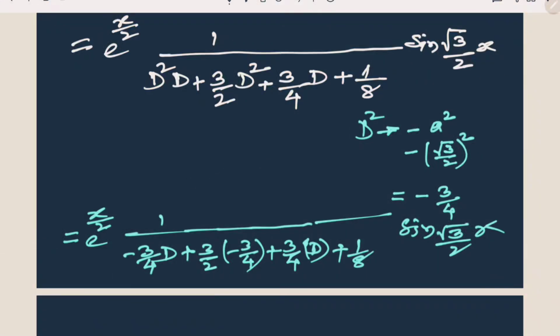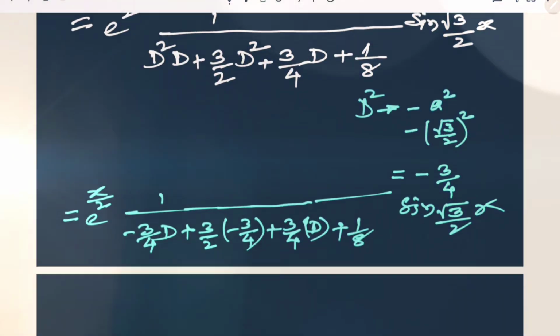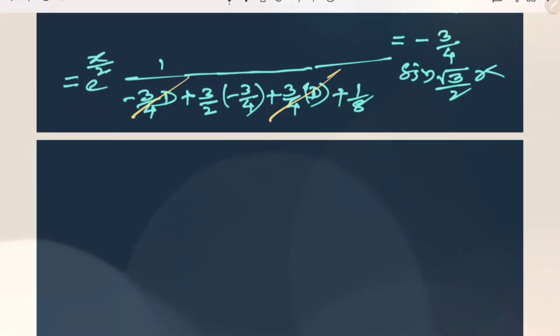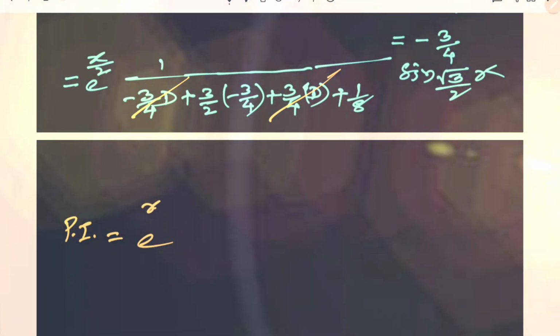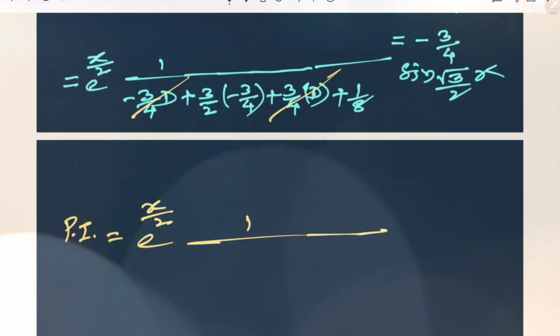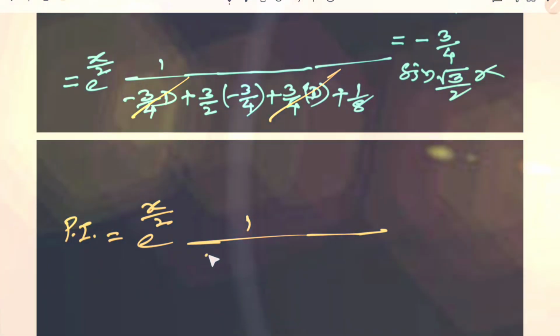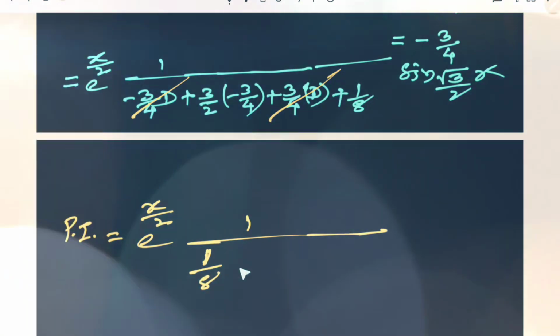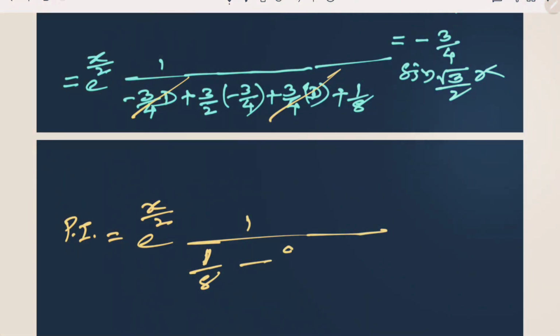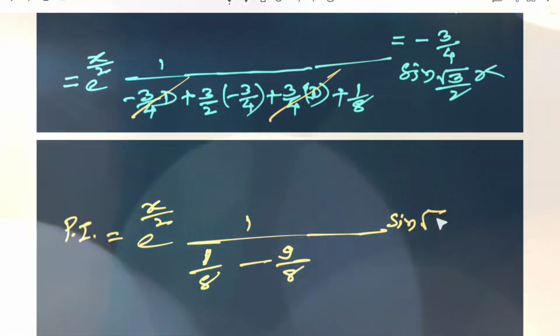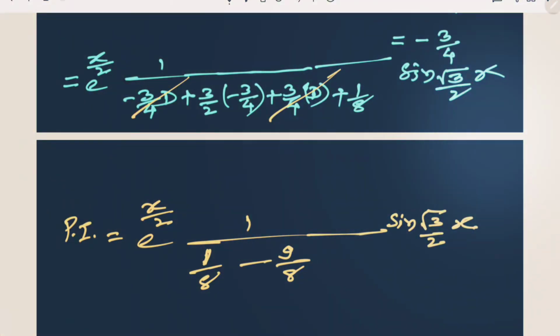Sine of root 3 by 2 times x, minus 3 by 4 times D and plus 3 by 4 times D, those two terms get cancelled, and therefore we have PI is equal to e raised to x by 2, no change, 1 upon minus 9 by 8 plus 1 by 8, multiplied by sine of square root of 3 divided by 2 times x.